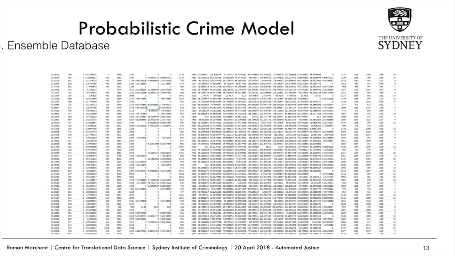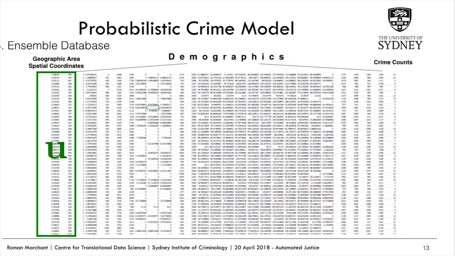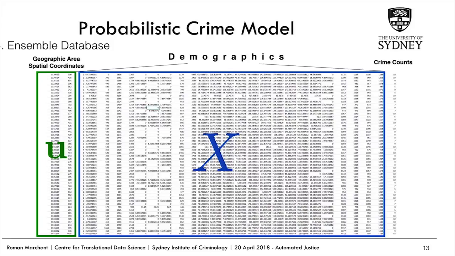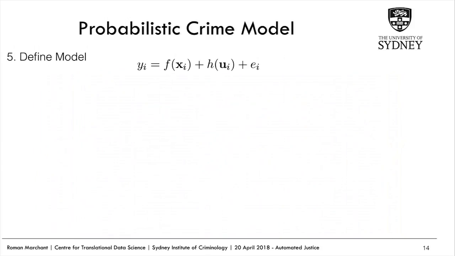So then we build a huge database, right, that has, for each one of these areas, the geographical coordinates that we define here as U. We have all the demographics or environment characteristics, location-specific characteristics X, and we have the number of crimes that happen in that area as Y. Now, the idea is to be able to use U and X to understand Y, and we do this in a Bayesian setting.